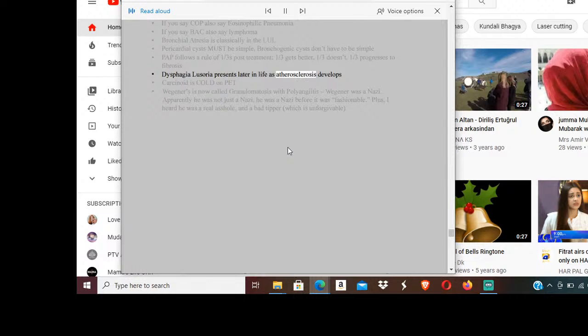Dysphagia lusoria presents later in life as atherosclerosis develops. Carcinoid is cold on PET. Wegener's is now called granulomatosis with polyangiitis.